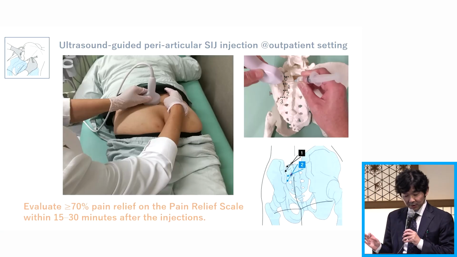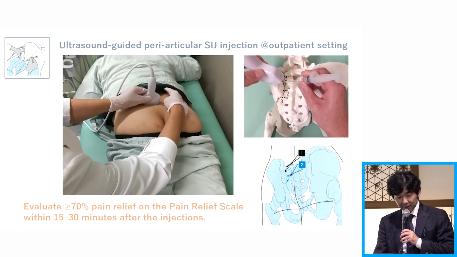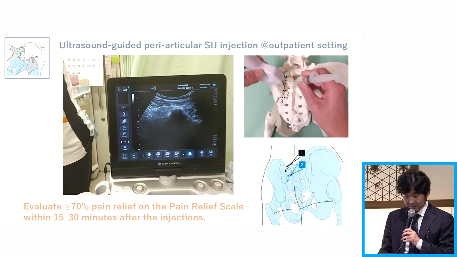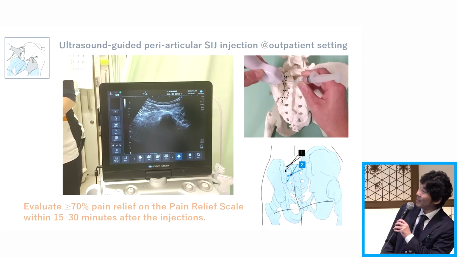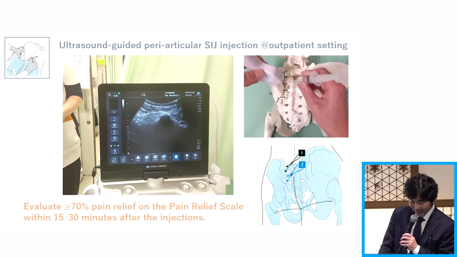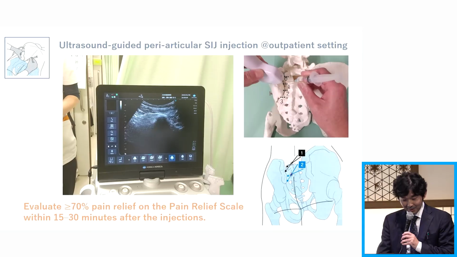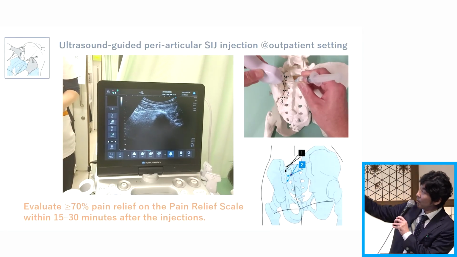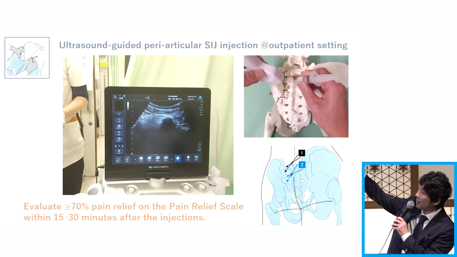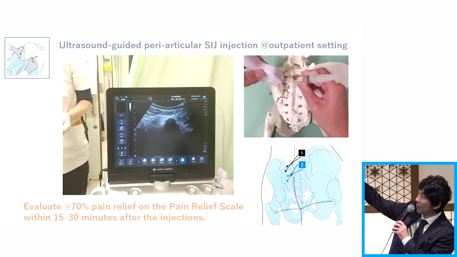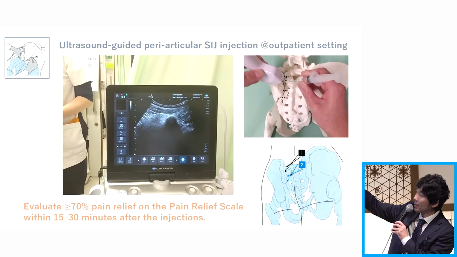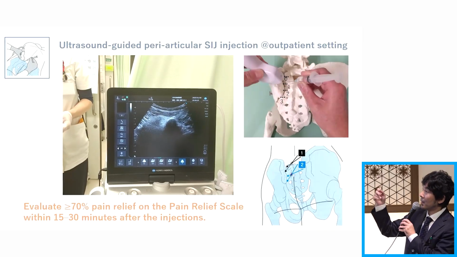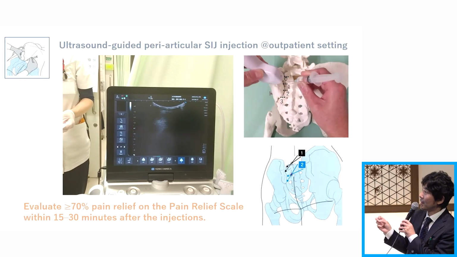After a series of examinations, an ultrasound-guided periarticular SIJ injection is performed in my outpatient setting. I cannot indicate that, but this is a PSIS on the left side. The needle is inserted to the posterior ligamentous area. The needle insertion often can reproduce the patient's pain.